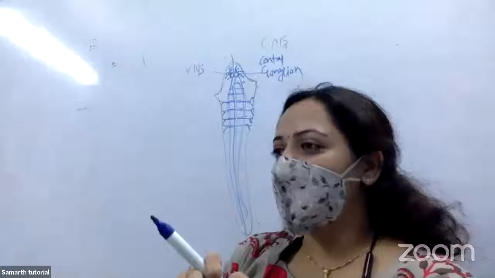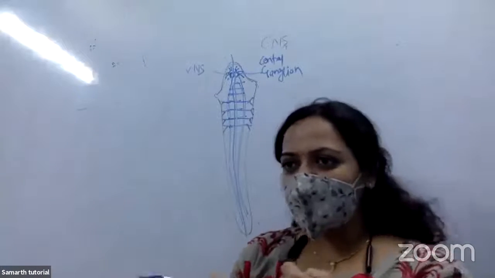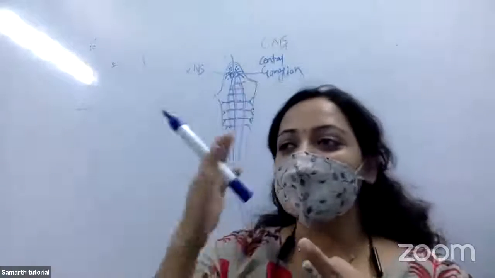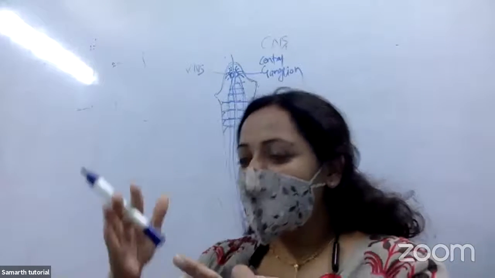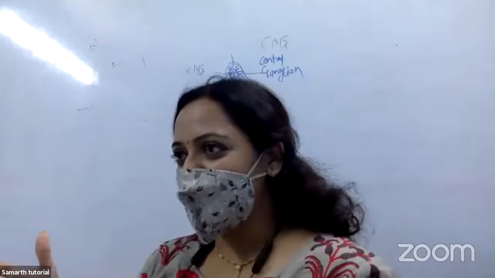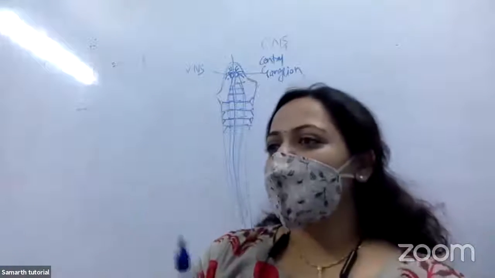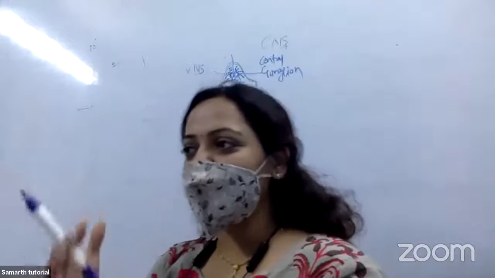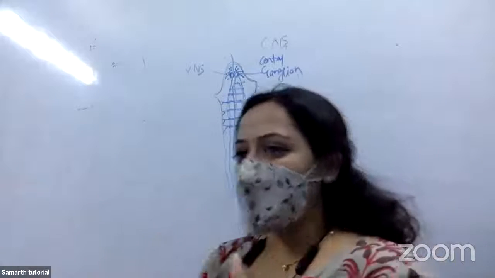And now the planaria, phylum Platyhelminthes. So what is happening? The nervous system is gradually changing and becoming more and more advanced. Along with the advancement, it is getting more and more complex.